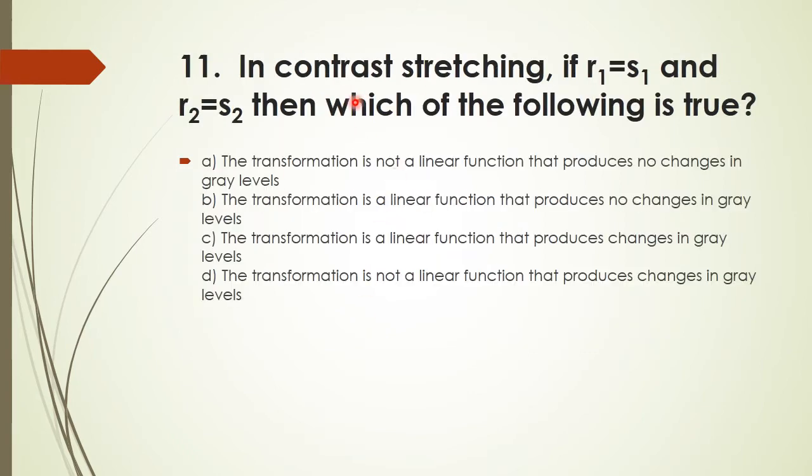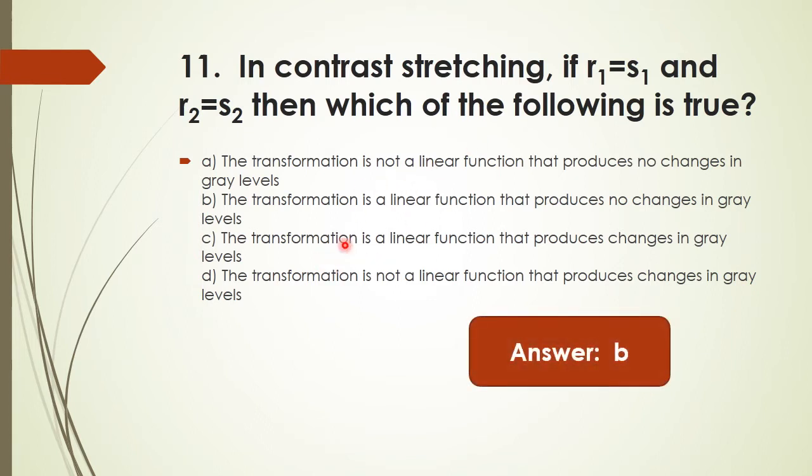Next question, in contrast stretching, if R1 equal to S1 and R2 equal to S2, then which of the following is true? So four options are given. The correct answer is the transformation is a linear function that produces no changes in gray levels.